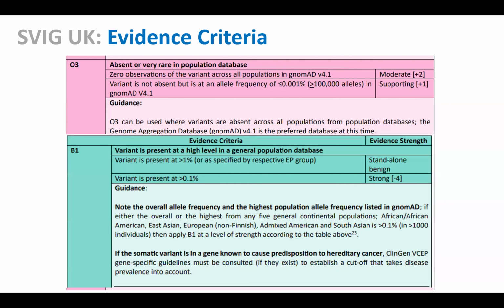And so most of our variants are ending up with supporting because there are some occurrences. The benign equivalent of that, of course, is the variant being very commonly present in a population. If it's greater than 1%, it can be a standalone benign. Greater than 0.1%, it's a strong piece of evidence. We are thinking about lowering the levels that you can achieve standalone and strong, but we are looking at data in the UK before we do that. So we know that this is relatively strict, and we're hoping to make it less so.